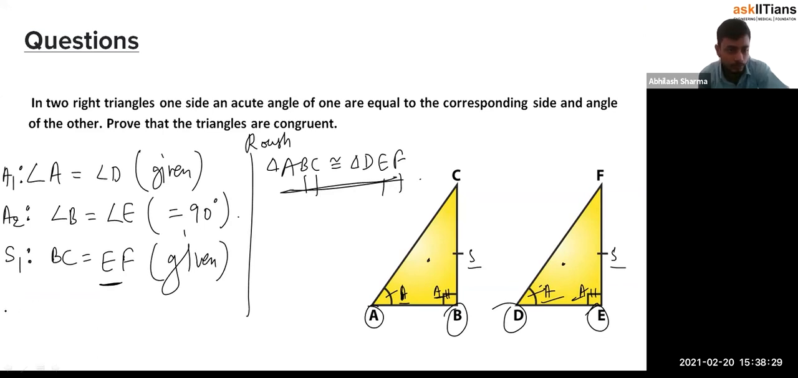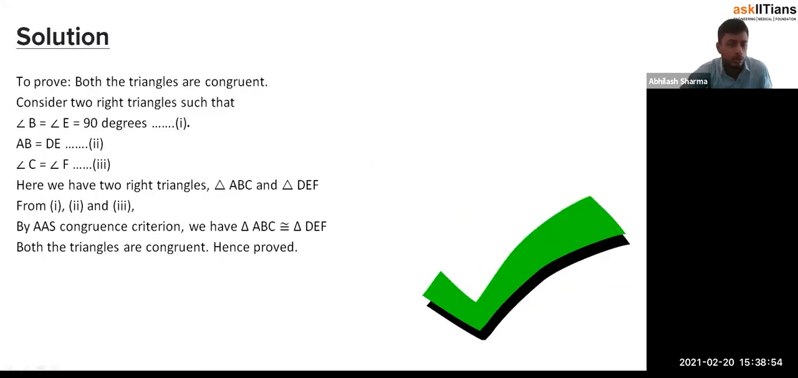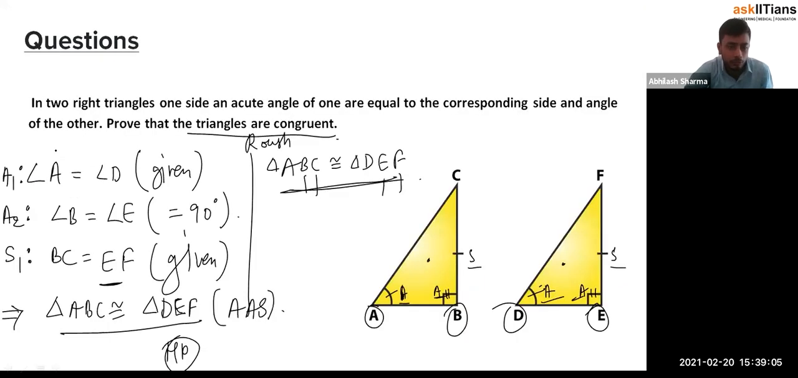So what can we conclude here? We can conclude that triangle ABC is congruent to triangle DEF using AAS congruence criterion, and hence proved that they are congruent. So I hope this particular solution is clear to everyone. And here also the same thing has been used. AAS, they have proved that they are congruent. Both are 90 degrees, AB equal to DE and C equal to F. Angle C equal to angle F.